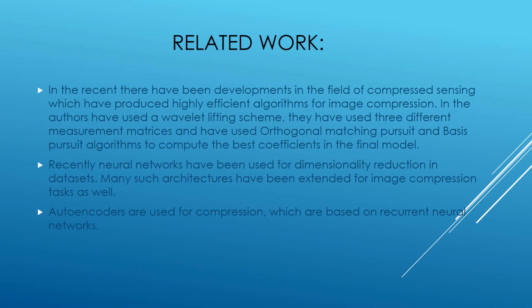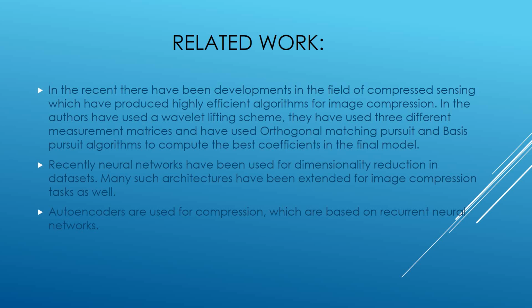Next, we are going to talk about the related work. In recent years, there have been a number of developments in the field of compressed sensing, which have produced highly efficient algorithms for image compression. Some researchers have used a wavelet lifting scheme. They use 3 different measurement matrices and have used orthogonal matching pursuit and basis pursuit algorithms to compute the best coefficient in the final model. Recently, neural networks have been used for dimensionality reduction in datasets. Many such architectures have been extended for image compression tasks as well.